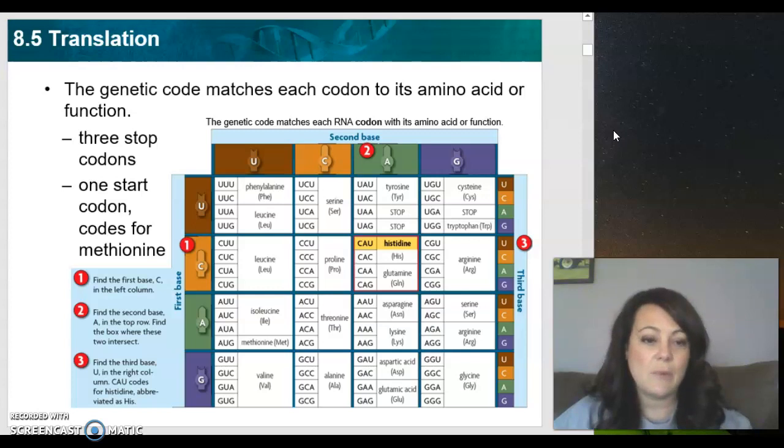And there are 2 separate ways that we can decode this message. The first is this chart that's provided in your textbook. Some people are going to find this easier to use, and some people are going to find the wheel easier to use. I'm going to show you both of them.